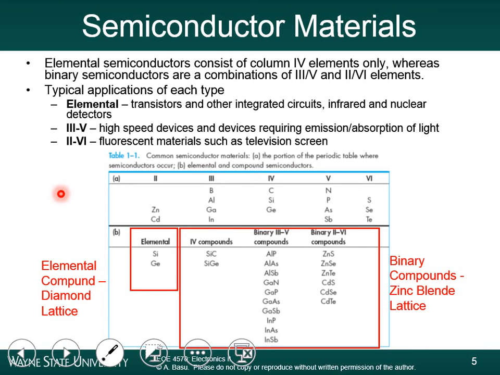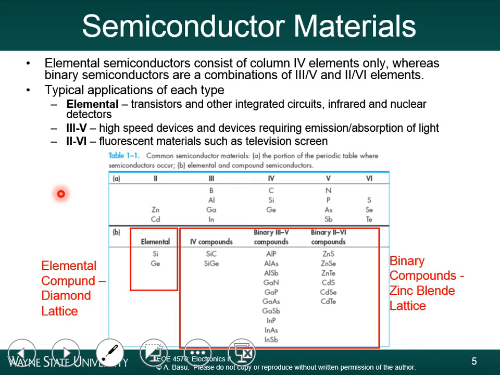So elemental semiconductors consist of column 4 elements only, and there are these things called binary semiconductors, which are combinations of column 3 and column 5 elements. And sometimes you have binary semiconductors, which are combinations of column 2 and column 6 elements.